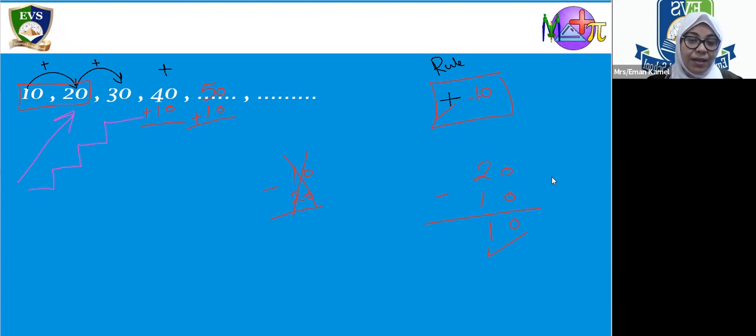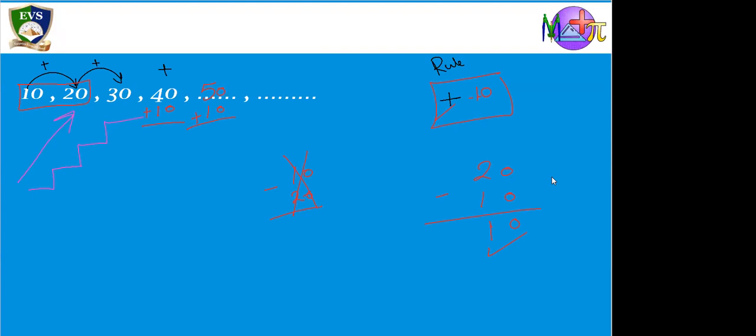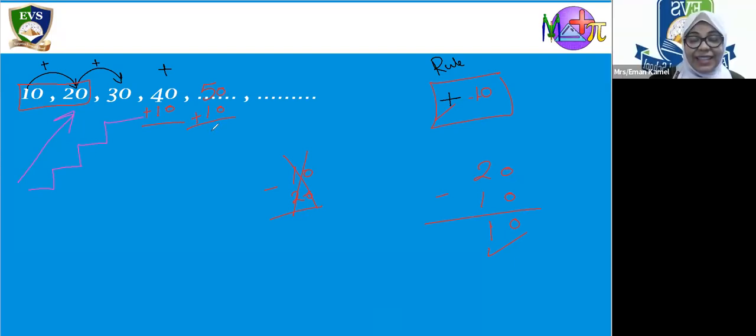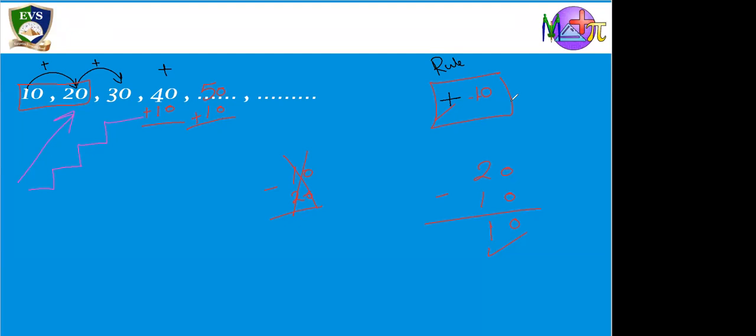Abdurrahman? Hello? Okay. Yusuf? Where are you guys? Kareem? Yes, teacher. Hello, Kareem. Can you answer this one? 50 plus 10, Kareem. Kareem?